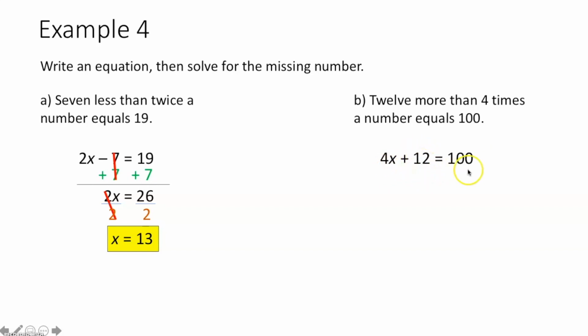So I need this 12 to go over here. I'm going to do the opposite. Since it's adding 12, I subtract 12 from both sides. These cancel each other out. I get 4x is equal to 88. Now again, we're moving the constants to the right. So how do I move this 4 to the right? Well, that's 4 times x. So I have to do the opposite of that, the inverse of that. So I'm going to divide both sides by 4. And these cancel out. I get x is equal to 22. Again, check your answer if you need to.